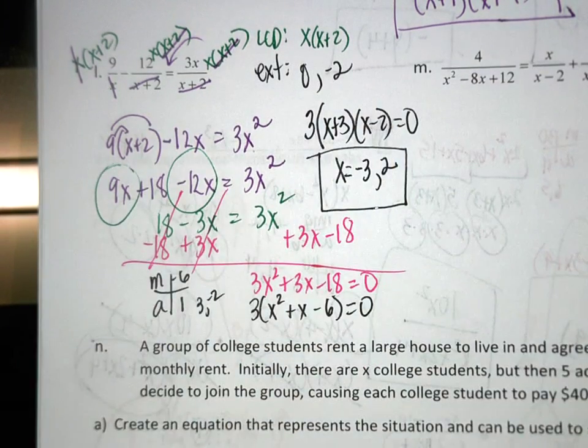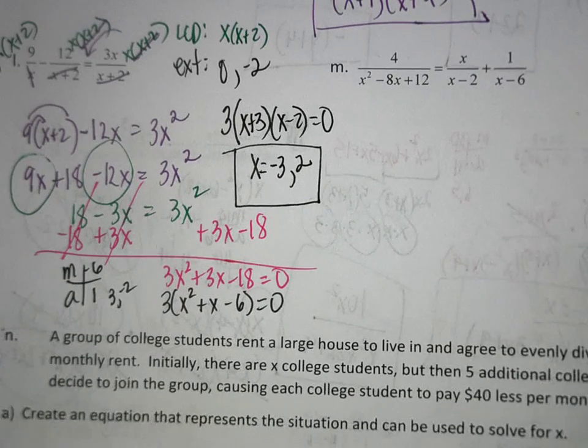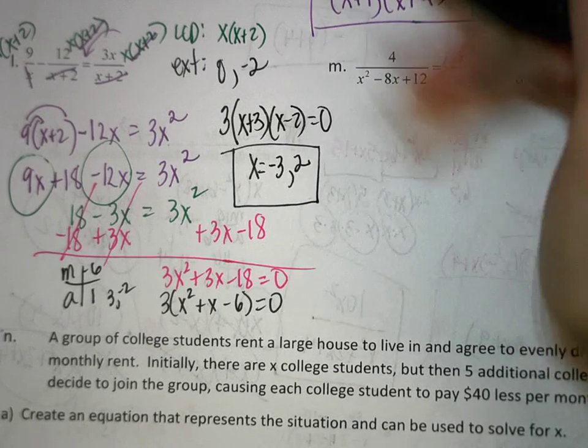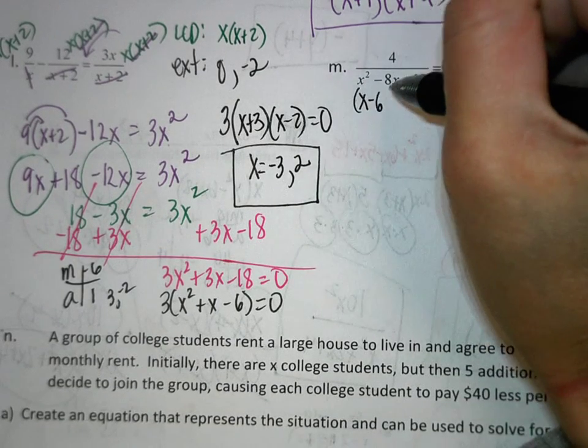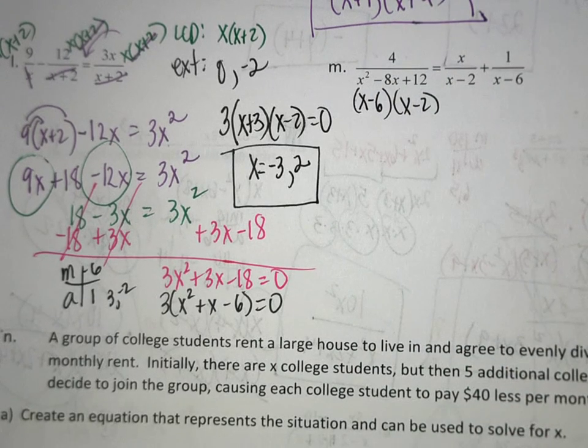All right. M is the same idea. I'm not going to go through all of M, just know that you would need to factor this. And when you factor this, it would factor to be x minus 6, x minus 2. And so what would your LCD on this problem be? X minus 6, x minus 2.